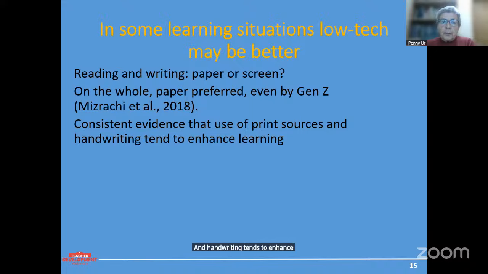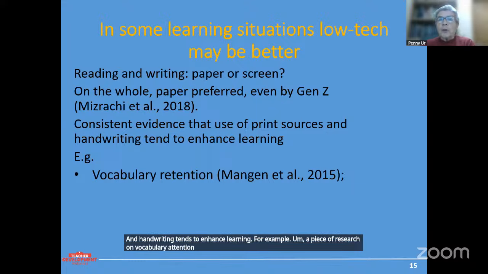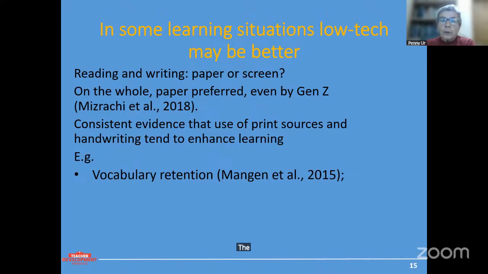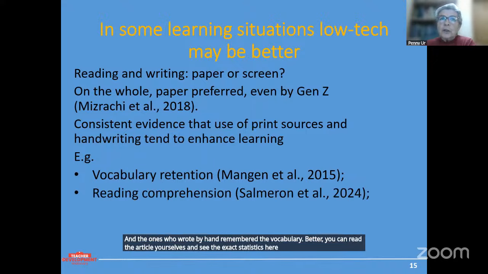For example, a piece of research on vocabulary retention. One group of students was asked to write down by hand the new vocabulary, and the other was asked to type it out onto a screen. And the ones who wrote by hand remembered the vocabulary better. You can read the article yourselves and see the exact statistics here and the techniques.